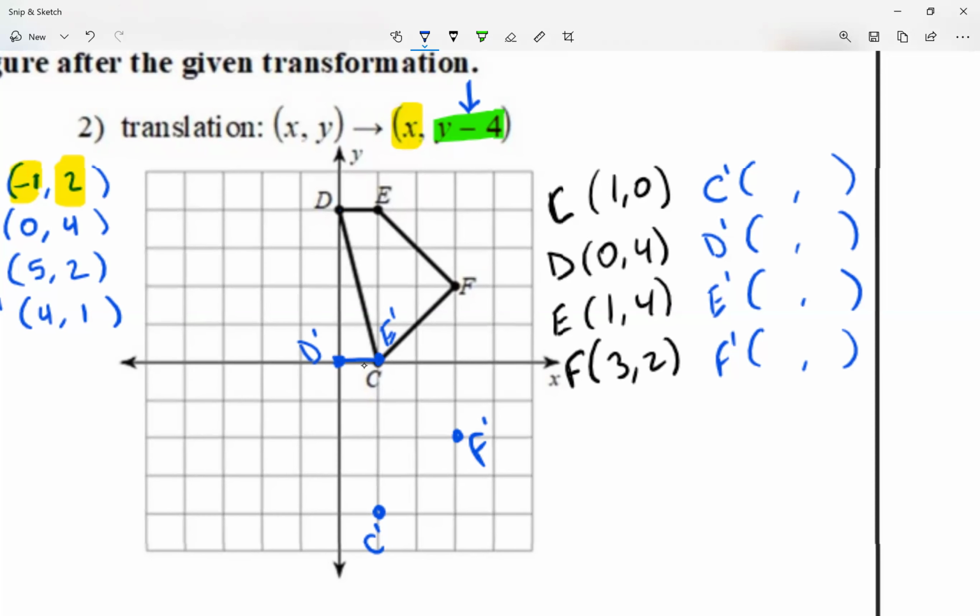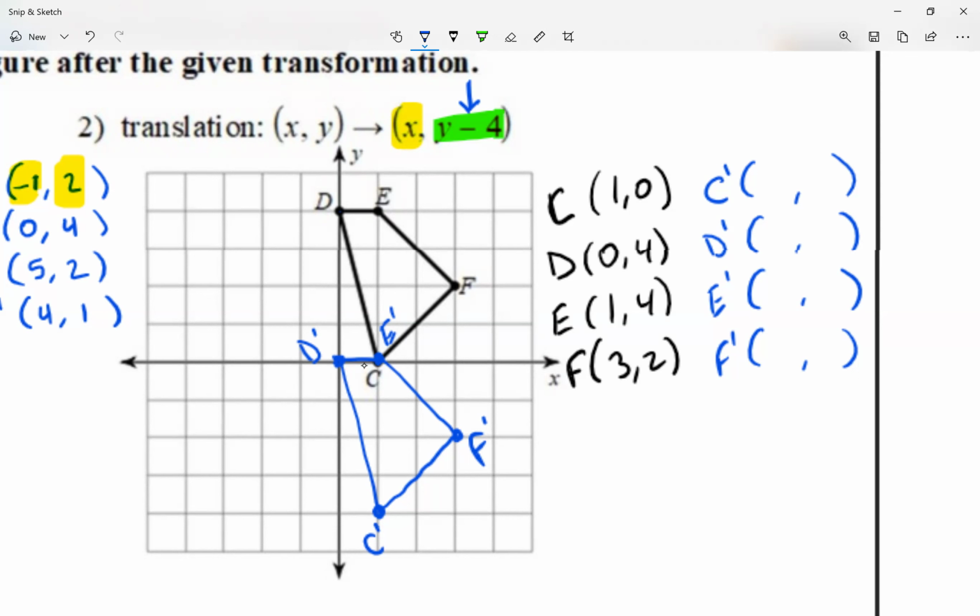Now, when I connect my points, my initial figure, the black one in this case, and my final figure, the blue one, they should look the same, right? Same size, same shape, same everything. Nothing changed, just placement.